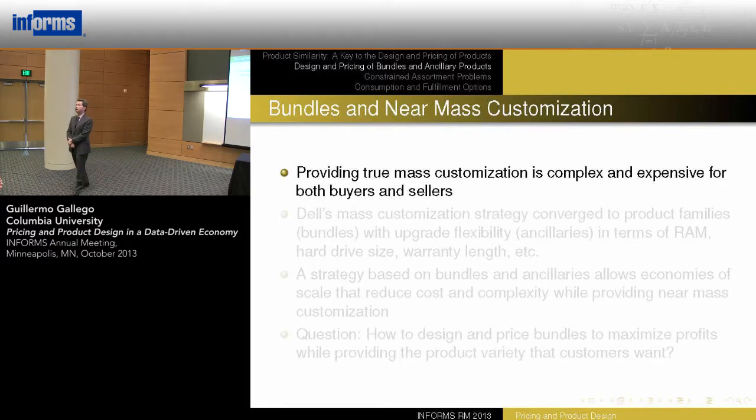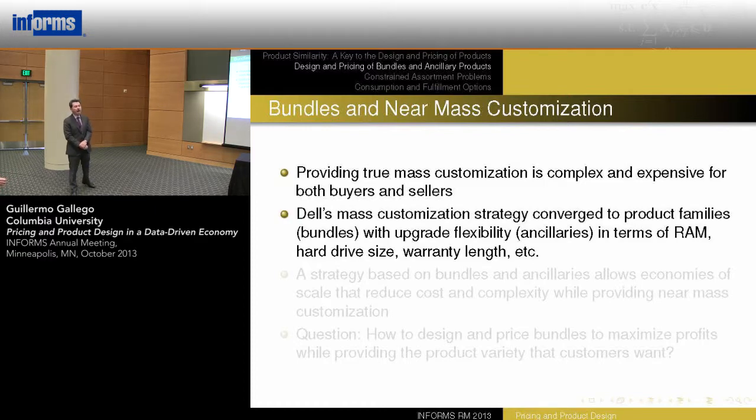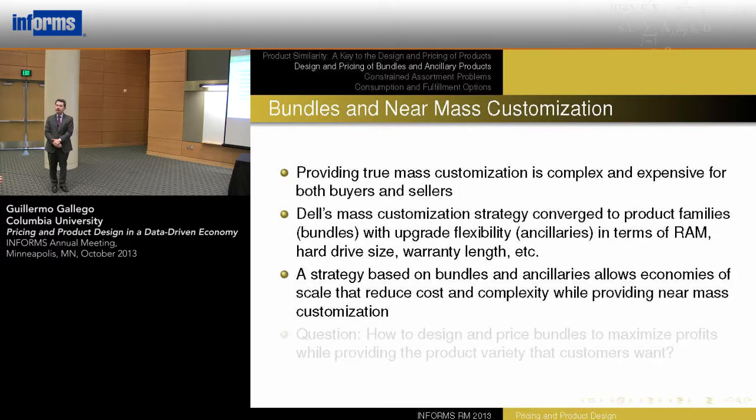If you go back to Dell's idea of building a computer to your specs, that really didn't work that well because it was complicated for individuals to configure all of the details and complicated for Dell to actually manufacture all of these different computers with different configurations. And what it rapidly evolved to was product families that you could customize a little. Okay? And those usually provide good value to customers and simplified the decision on the part of the customers, and also simplify the logistics on the part of Dell.